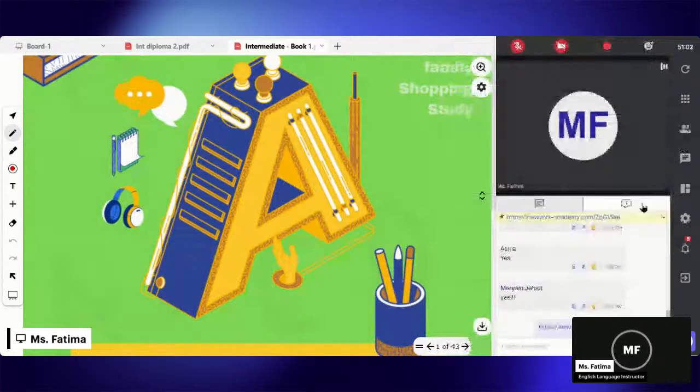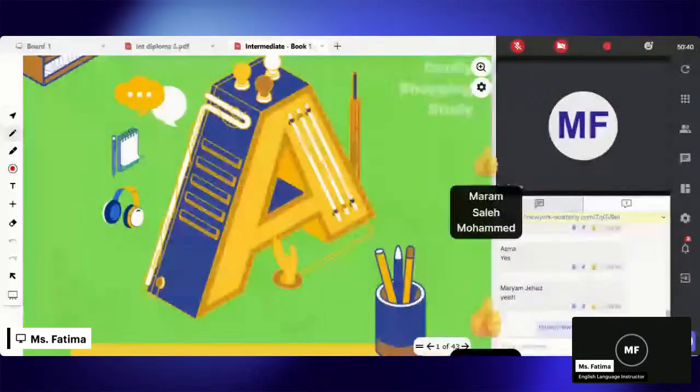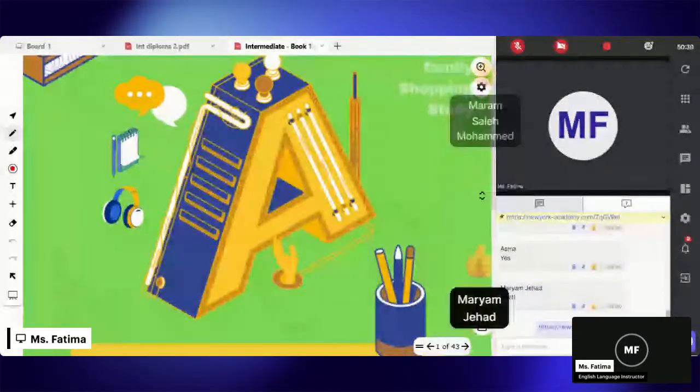Okay, just a minute. I'll share it now. Okay, you can see the book on the screen. Please give me yes if you see the book on the screen. Okay, great.